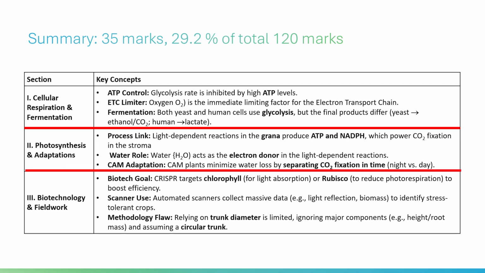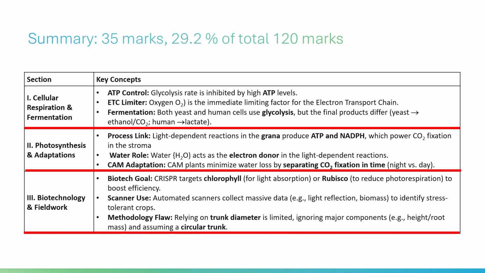Photosynthesis and adaptations. Process link. Light-dependent reactions in the grana produce ATP and NADPH, which power CO2 fixation in the stroma. Water role. Water acts as the electron donor in the light-dependent reactions. CAM adaptation. CAM plants minimize water loss by separating CO2 fixation in time, night versus day.